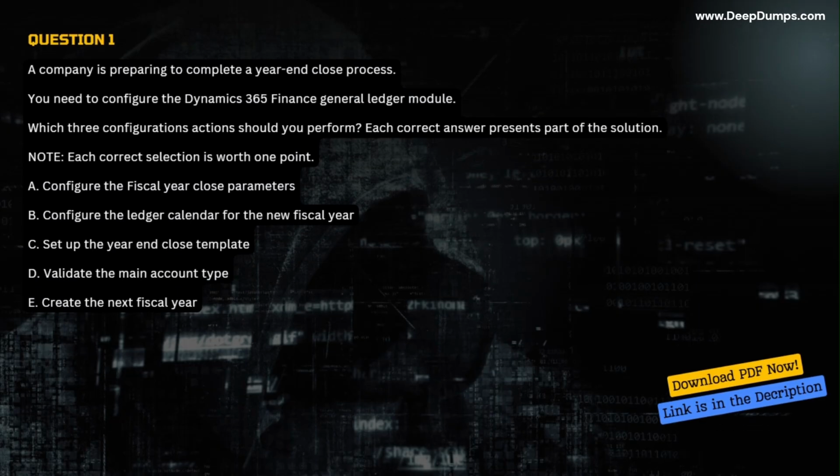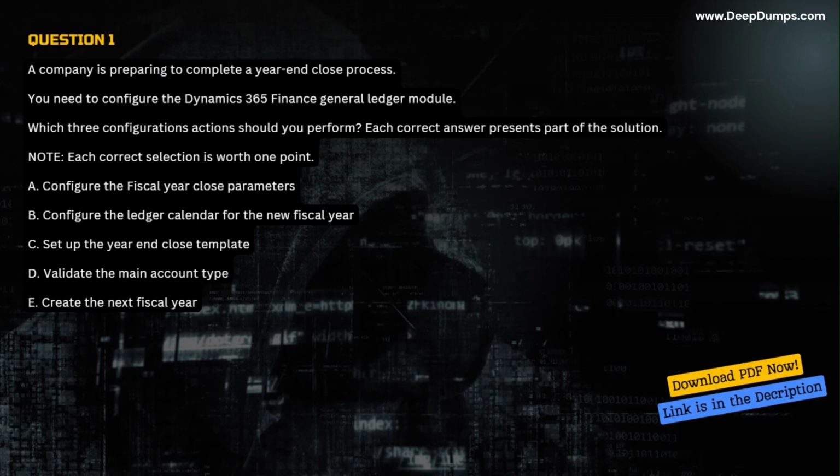Question 1. A company is preparing to complete a year-end close process. You need to configure the Dynamics 365 Finance General Ledger module. Which 3 configuration actions should you perform? Each correct answer presents part of the solution. Note: each correct selection is worth 1 point.